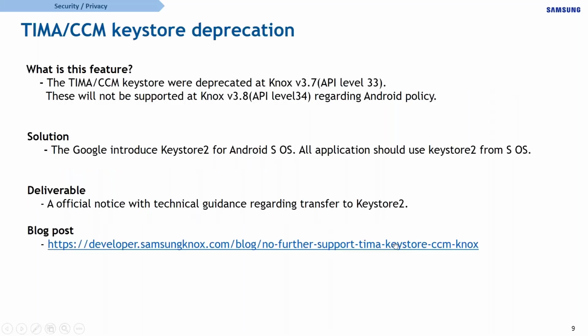So as Sarah has said in one liner, there are so many changes in Android 12, and some of our APIs related to TIMA, which is the trust zone based integrity measurement architecture, keystore, and client certificate manager have been deprecated. Why? Because from Android 12, Google has introduced keystore 2 and mandated that all applications will use keystore 2. And that is why we are deprecating the TIMA and CCM keystore API.